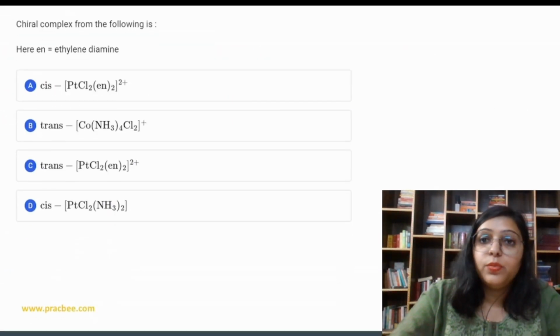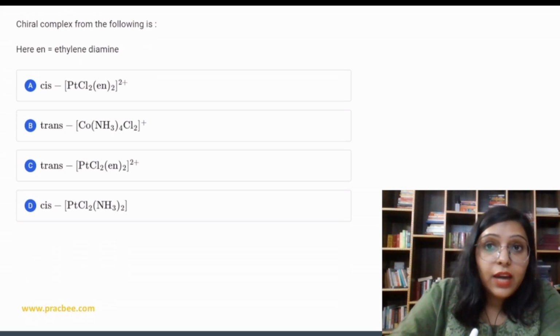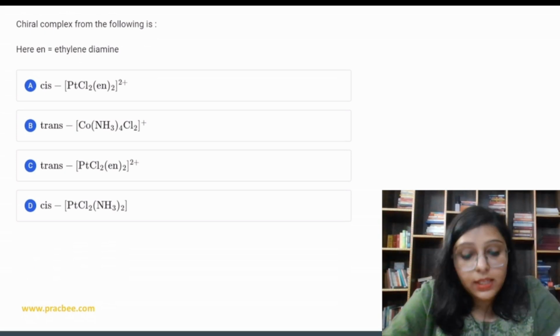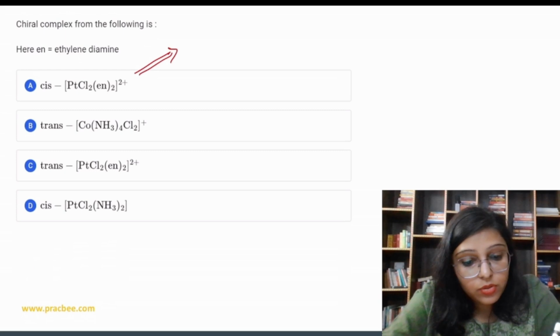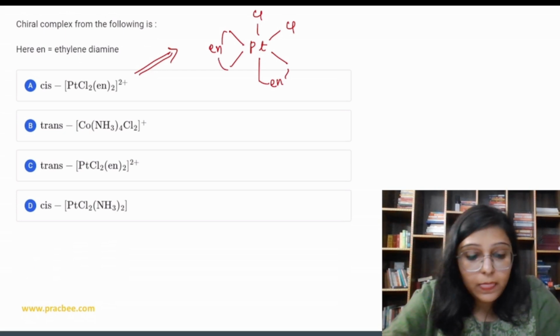Okay. Now next one, which one of the following is the chiral complex? Chiral complex means we should be having an asymmetric metal ion. So we have cis-PtCl2(en)2. cis-PtCl2(en)2 means Pt, Cl, and this is en, and this is en. Okay, so this is first.